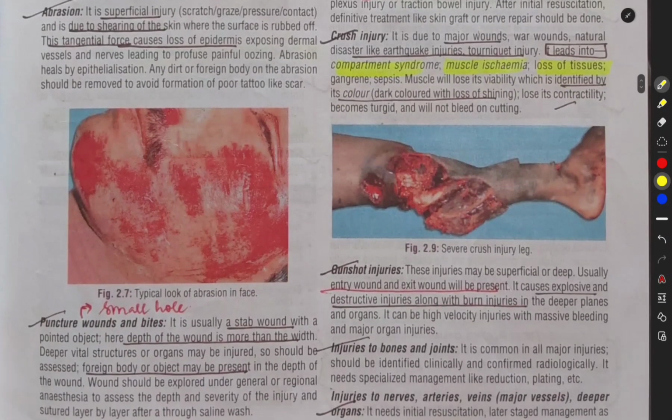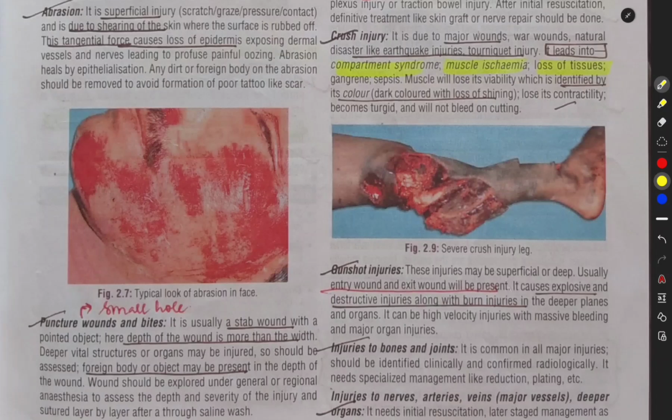Coming to crush injury, it is a major wound. It is usually seen in disasters like earthquakes, any tourniquet injury. It leads to compartment syndrome. Compartment syndrome is there is increase in the pressure in the compartments. So which leads to damage to the underlying muscles and the nerves.